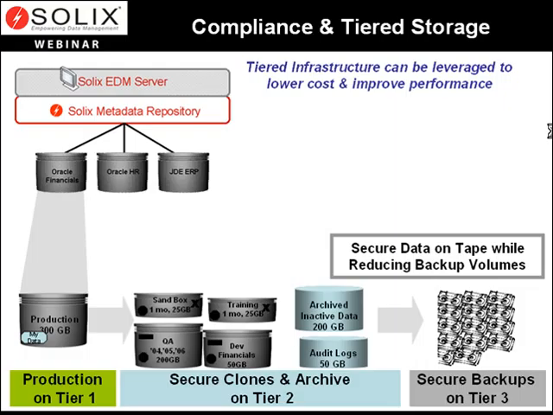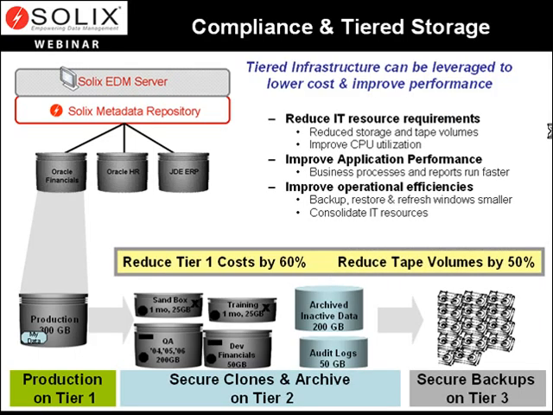And then if you're backing up all those test and development environments, the data will be secure in your backup environments as well. So just by implementing some of these best practices, instant subsetting, archiving, and auditing, we've seen our customers reduce their Tier 1 costs anywhere from 50 to 60%, and tape volumes by as much as 50%. And then you'll also see some of the other benefits of improved application performance, improved operational efficiencies, and you'll see that you're better able to utilize your resources in your data center in a secure fashion too.